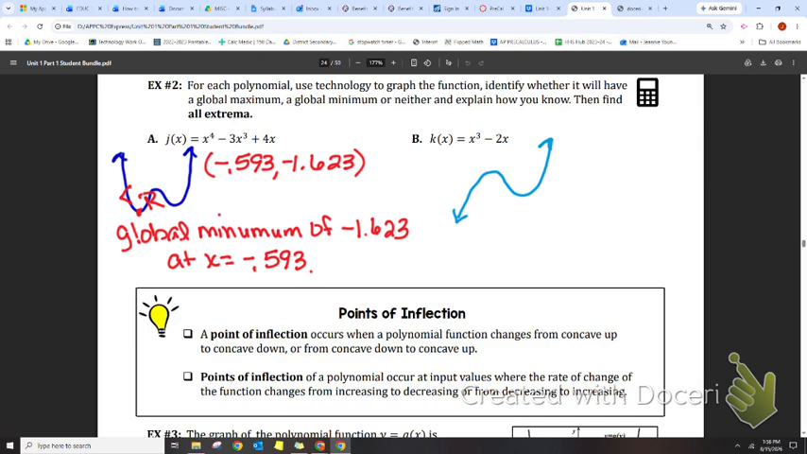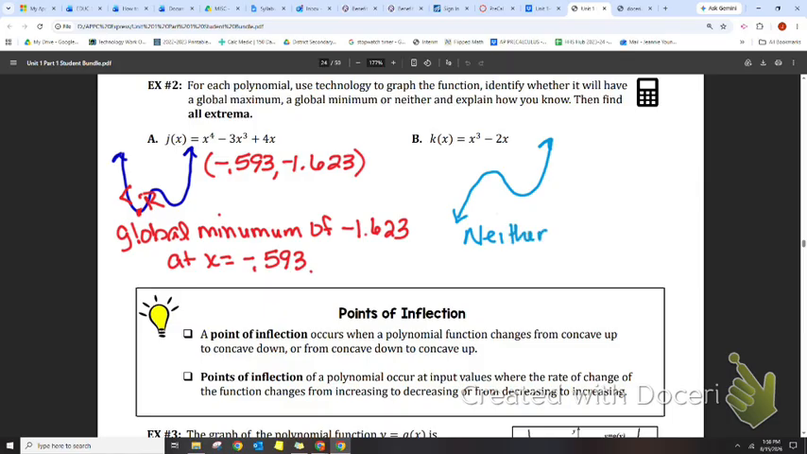Okay, so my graph is going to look like this, and it's asking me, do I have a global maximum, a global minimum, or neither? Well, do I have a very top point? Nope, so no global maximum. Do I have a very bottom point? Oh, it keeps going down, so no global minimum. So this one is neither.